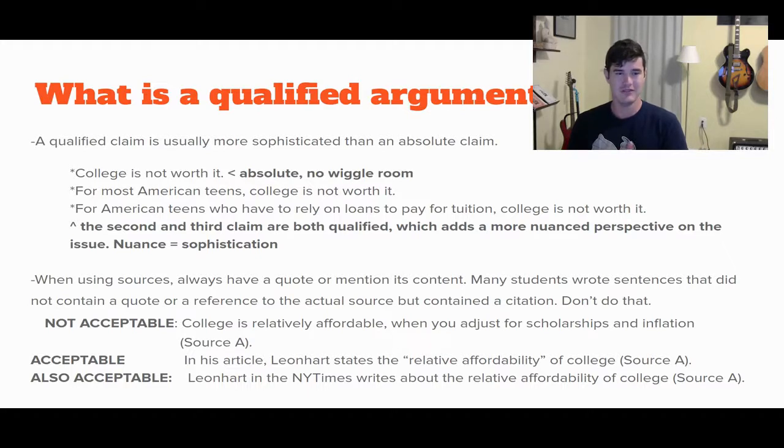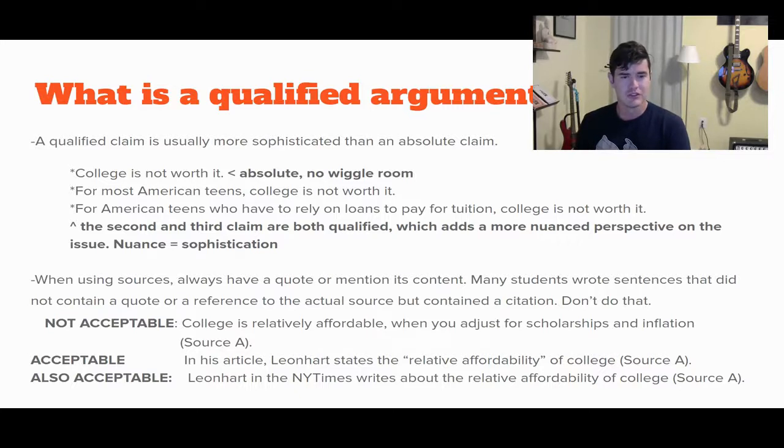If I qualify it, I say, for most American teens, college is not worth it. You're adding nuance and specificity. The next one: for American teens who have to rely on loans to pay for tuition, college is not worth it. So for both of those, I have provided qualifications, which adds nuance, which ultimately, if you can defend that with evidence, leads to the sophistication point.